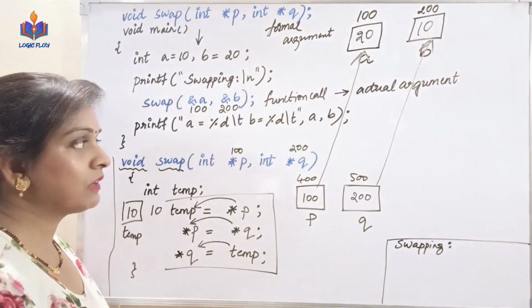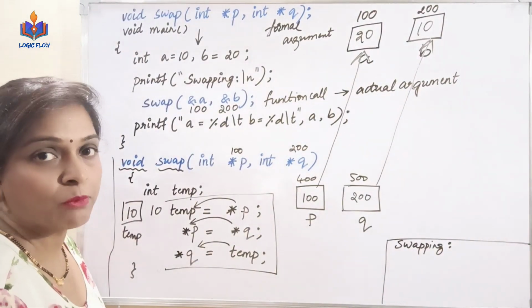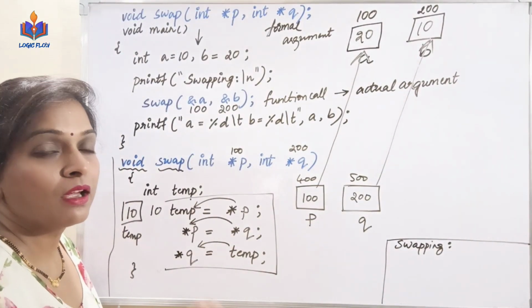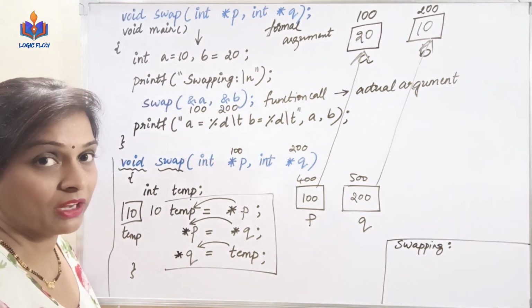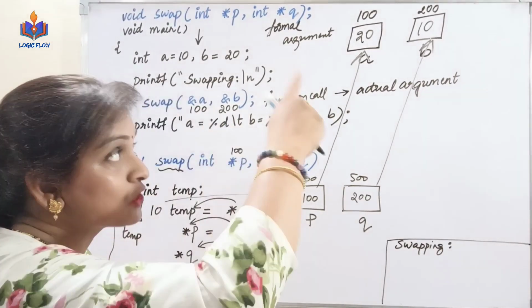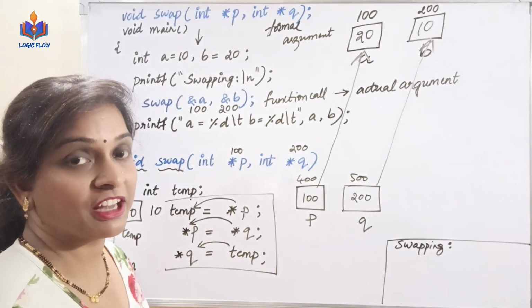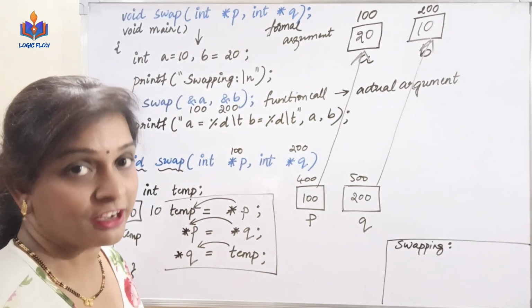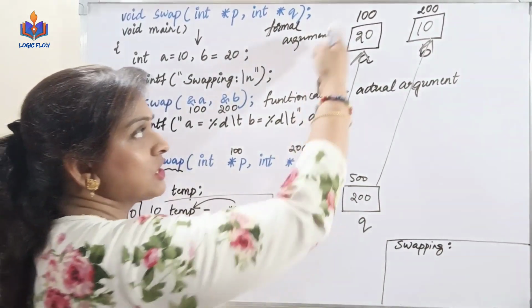See, whatever I am doing is with the actual location itself. I am not taking an extra normal variable and storing the values in that new variable. I am storing the values in the actual location itself through pointers. This is what pass by reference or call by reference. So whatever changes I did with the actual location itself.